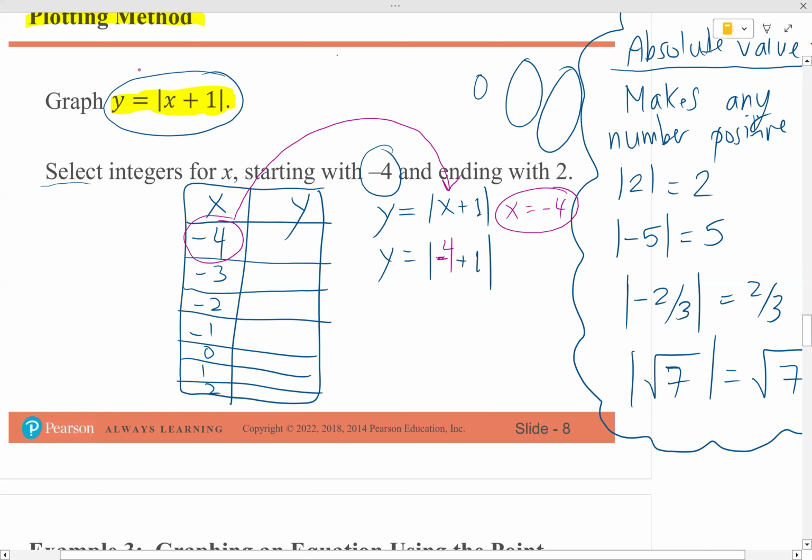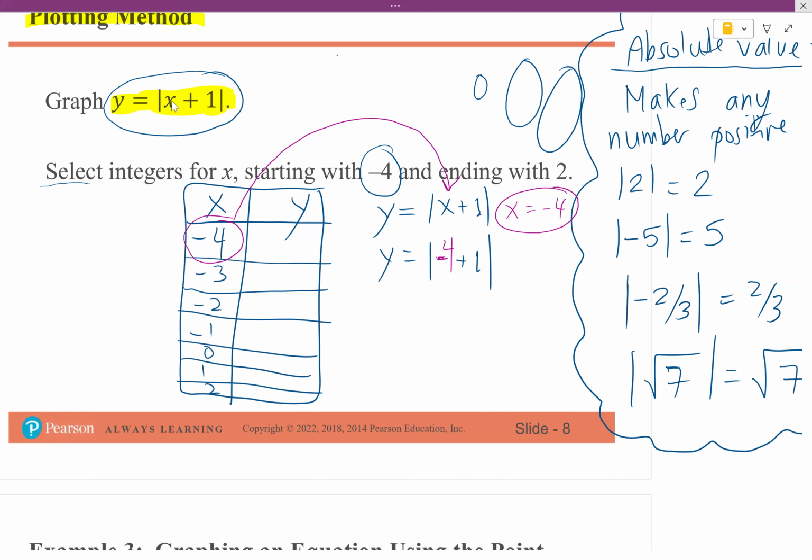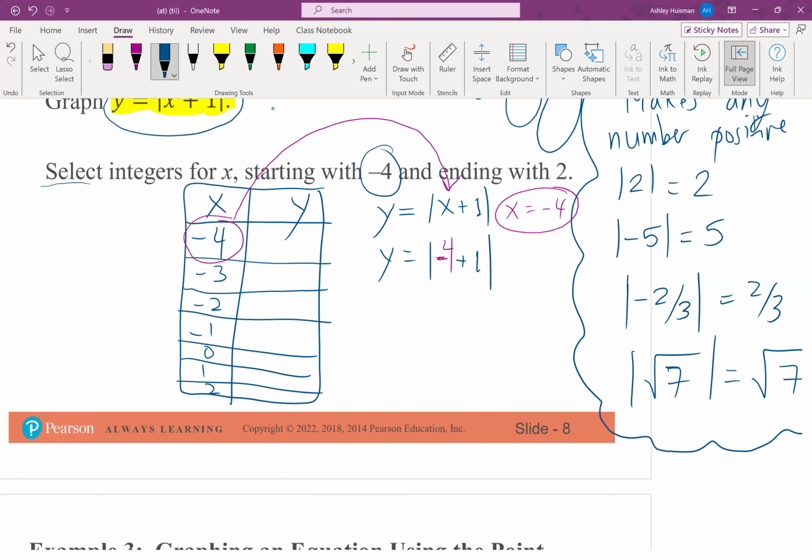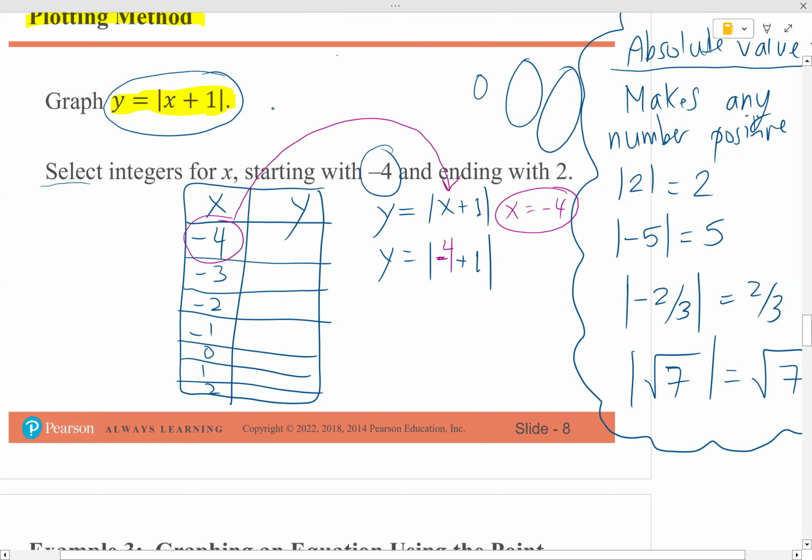Instead of x plus 1, now it's -4 plus 1. I can't take their absolute values separately. I have to combine the 2 numbers first, and then I can take the absolute value. It's kind of like order of operations. -4 plus 1 is -3. Then I'll take the absolute value of that. What's the absolute value of -3? I'll just make it positive, and that's it. So that must be my answer. That means there's an ordered pair, -4, 3. That's a solution to this equation, or in other words, it's a point on the graph of that equation.